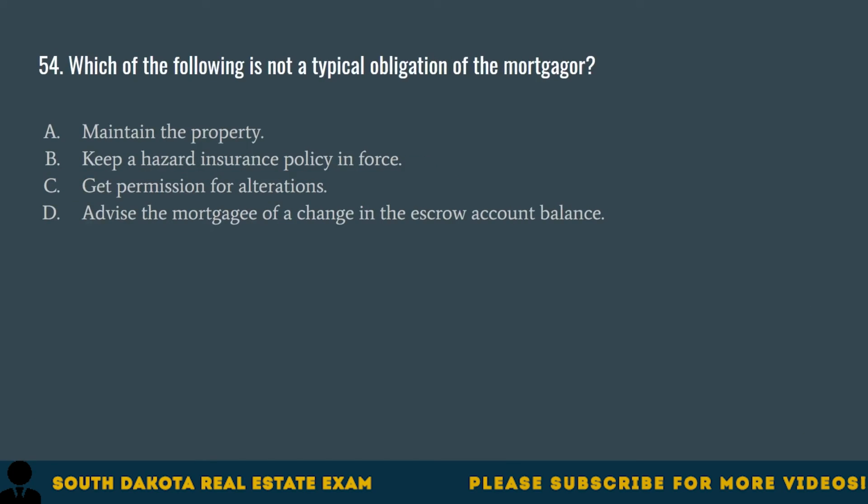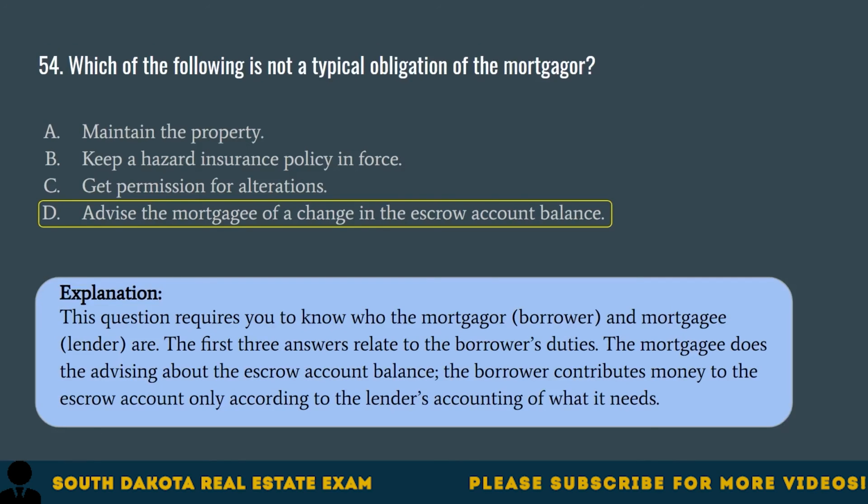Question 54. Which of the following is not a typical obligation of the mortgager? A. Maintain the property. B. Keep a hazard insurance policy in force. C. Get permission for alterations. D. Advise the mortgagee of a change in the escrow account balance. The correct answer is D. Advise the mortgagee of a change in the escrow account balance. This question requires you to know who the mortgager, borrower, and mortgagee, lender are. The first three answers relate to the borrower's duties. The mortgagee does the advising about the escrow account balance. The borrower contributes money to the escrow account only according to the lender's accounting of what it needs.